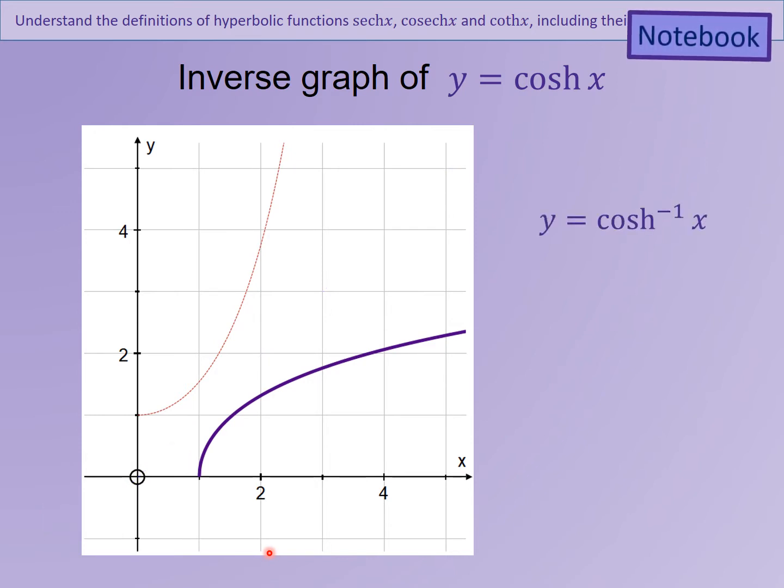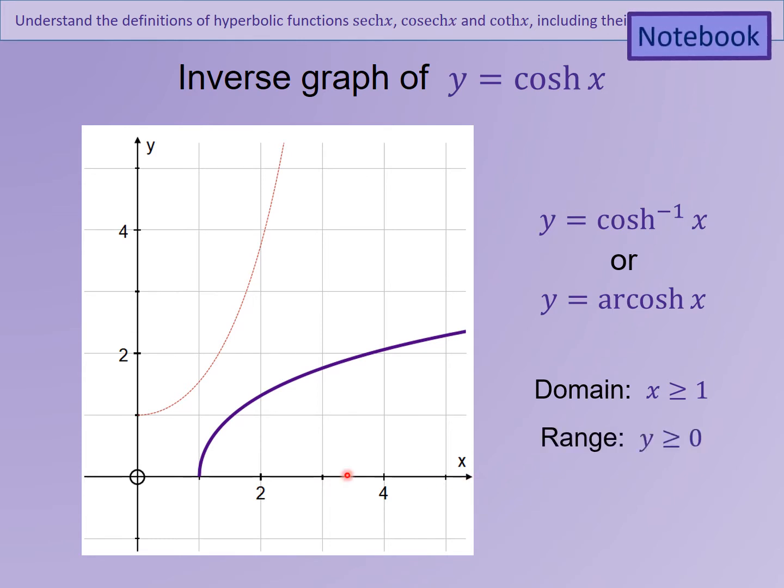We can write it as cosh to the minus 1. We can write it as arcosh. And I'll flick between them, saying both of those words. So it could be the arcosh. And its domain, as you can see, is anything greater than or equal to 1. And its range will be any values greater than or equal to 0.